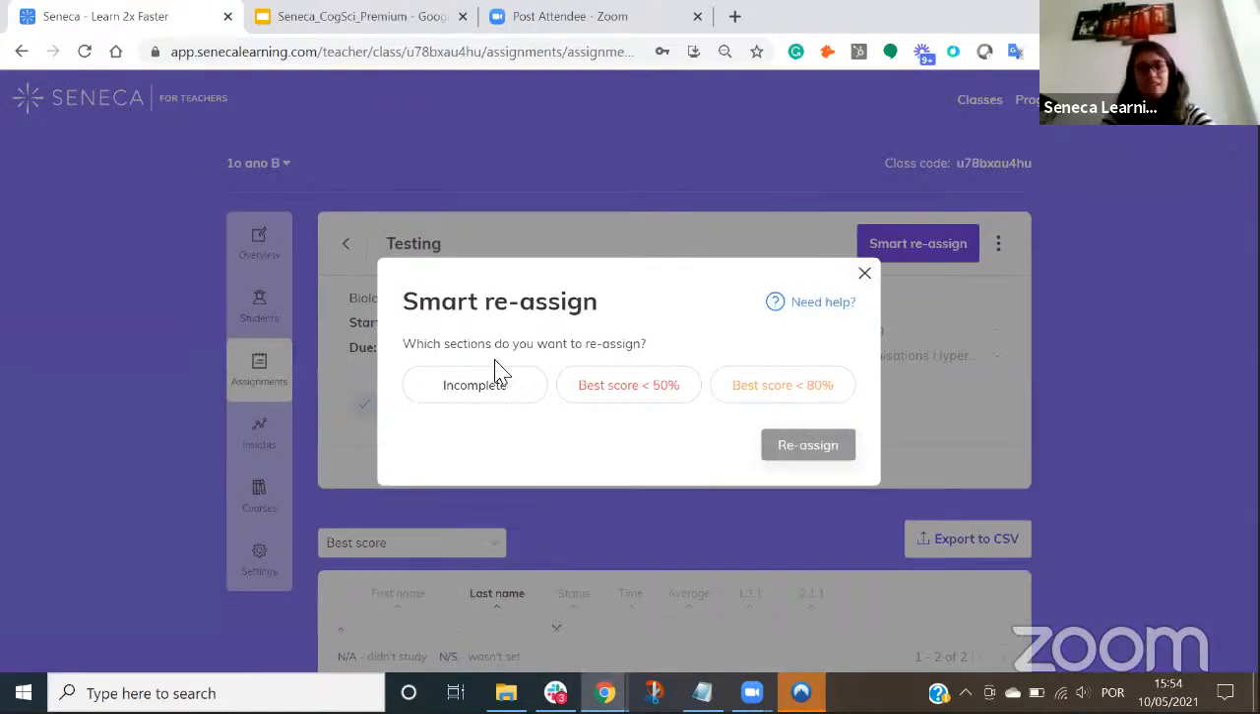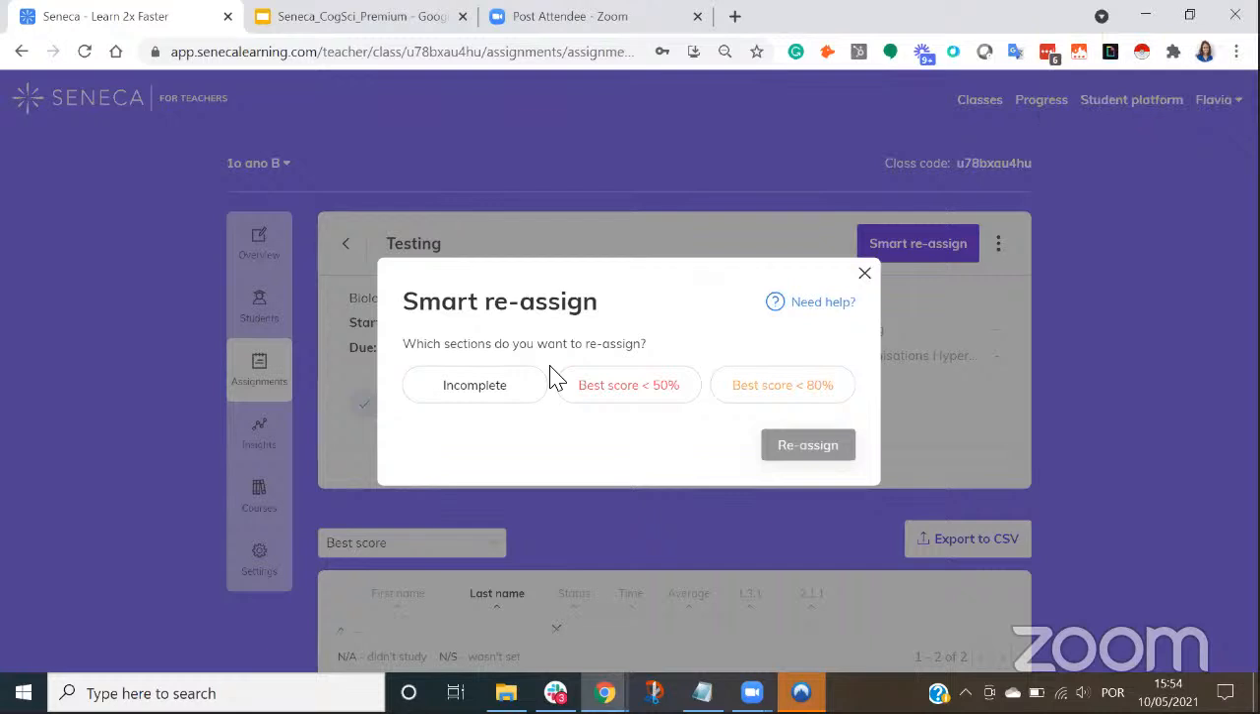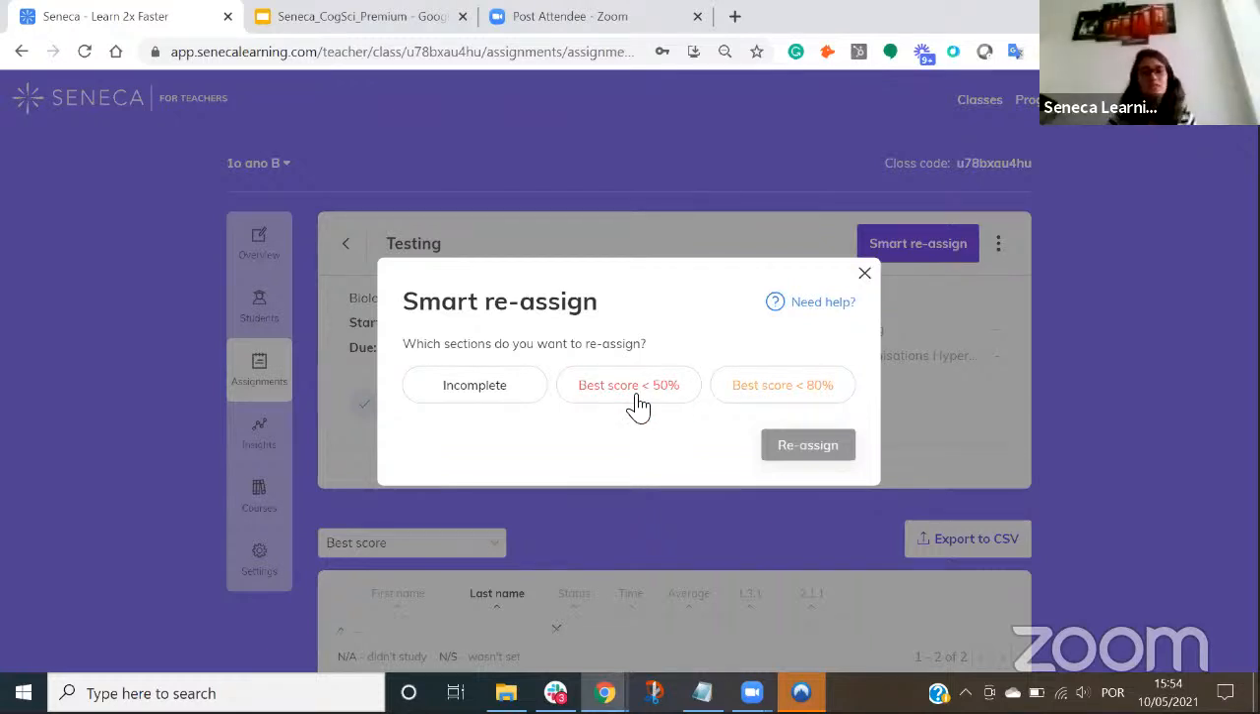I select one criterion here, and then Seneca sends this assignment again only to those students who fit the criterion. So let's say that both of us have done this, but I got 44% on topic A and you got 49% on topic B. You will see only B to do again, and I will see only A. So it's another way to differentiate and make sure that your students are revisiting past information, doing the spacing, but focusing on the things they need to improve instead of doing a lot of things they don't really need to do.